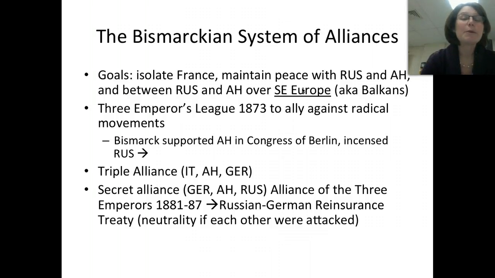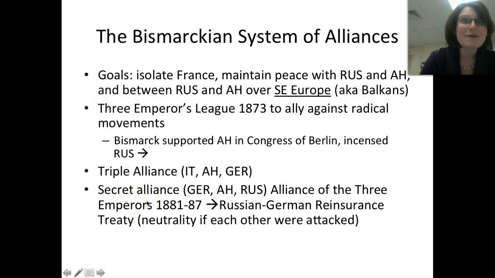Now, he formed the Three Emperors League in 1873 to ally against radical movements. So Bismarck supported Austria-Hungary in the Congress of Berlin, which, remember, was the whole conference that kickstarted imperialism, and that really ticked off the Russians, which took Russia out of things, and then Germany, Austria-Hungary, and Italy formed the Triple Alliance, okay? The Triple Alliance is going to stay together because eventually they're going to be the group that the other Allied powers fight during World War I, but their name is going to change. So right now they're called the Triple Alliance, okay?